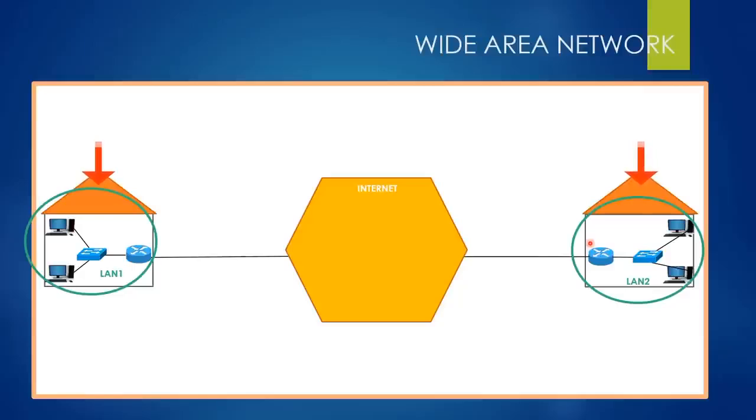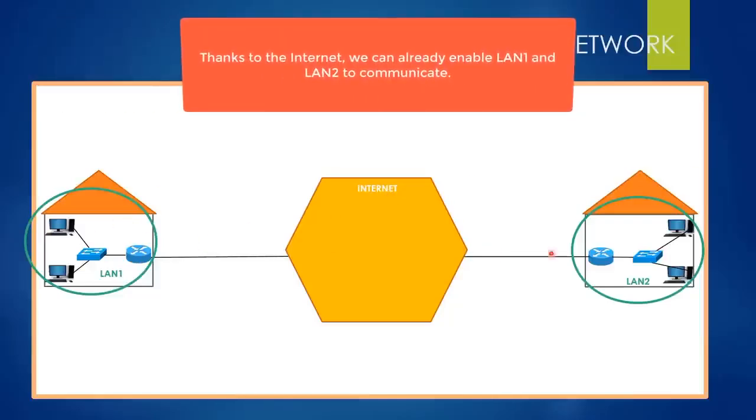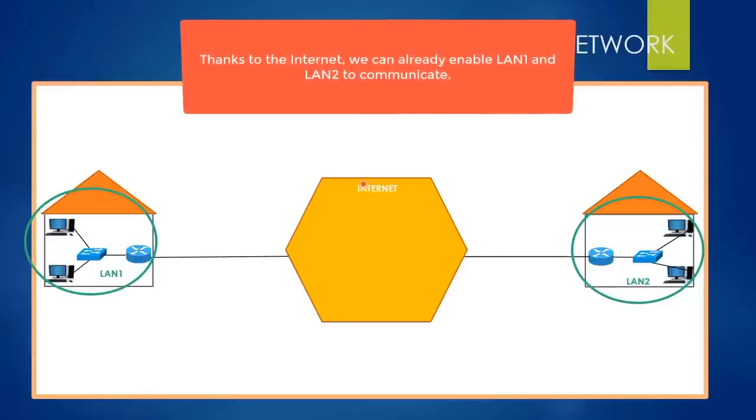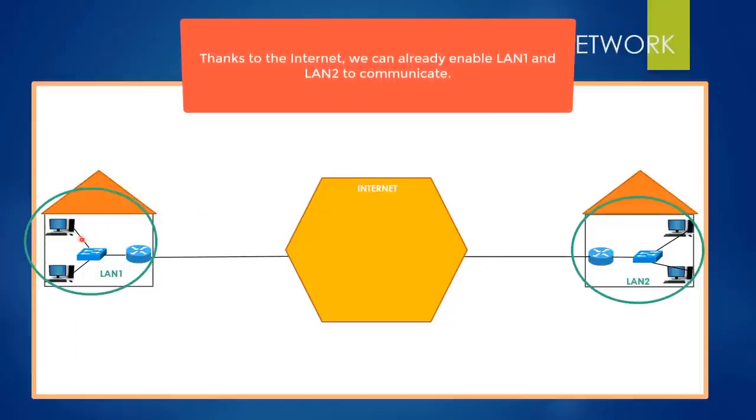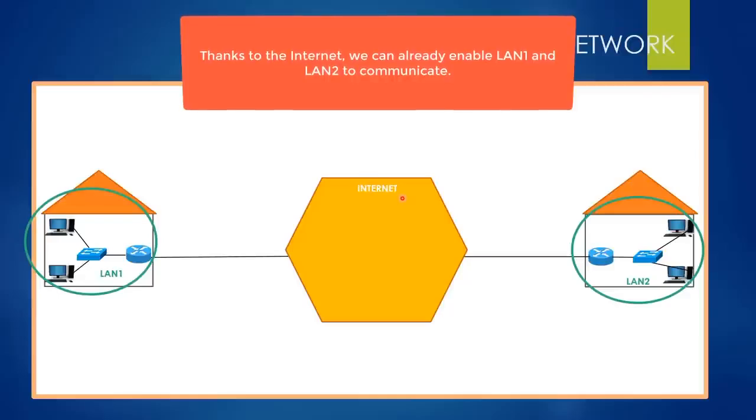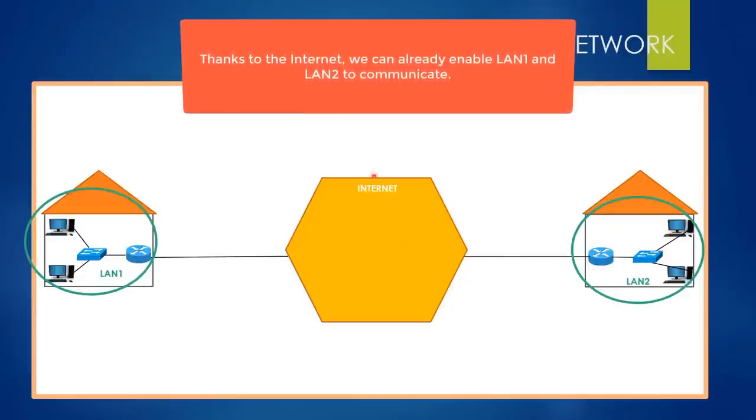But there is an important point to consider here. Thanks to the internet, we can already enable these LANs to communicate, right? As you know, the internet stands for the network of networks. This means that the internet itself represents connecting millions of LANs together. Hence, if these LANs are already connected to the internet, computers in LAN 1 and computers in LAN 2 can already communicate over the internet.